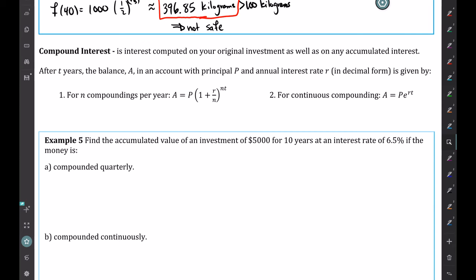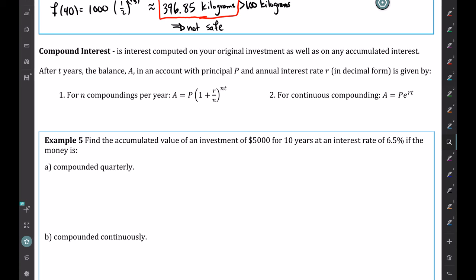Okay, so it says here that compound interest is interest computed on your original investment as well as on any accumulated interest. After 2 years, the balance A in an account with principal P and annual interest rate R is given by A equals P times (1 plus r over n) to the nt if you're compounding n times per year. Or if it's compounded continuously, like every second or every millisecond, it would be A equals Pe to the rt.